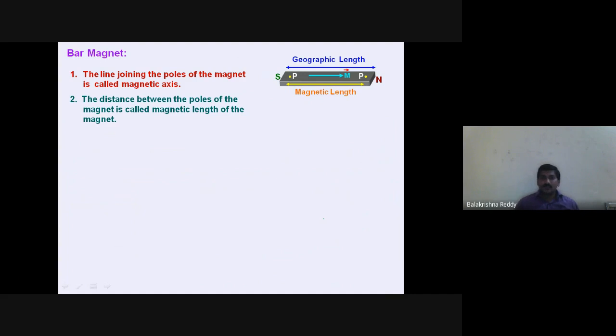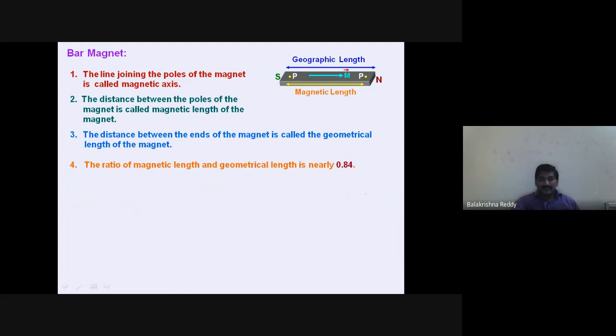Next, the distance between the poles of the magnet is called the magnetic length of that particular magnet. Next, the distance between the ends of the magnet is called the geometrical length. Now, if you take the ratio of the magnetic length and geometric length, it is nearly 5 by 6. The ratio of magnetic length and geometric length is approximately 5 by 6, which is 0.84 in number.